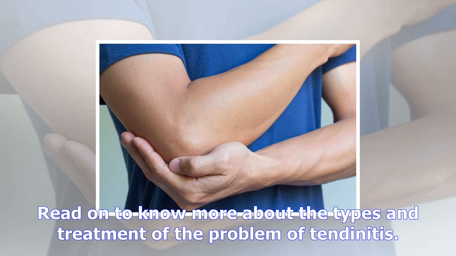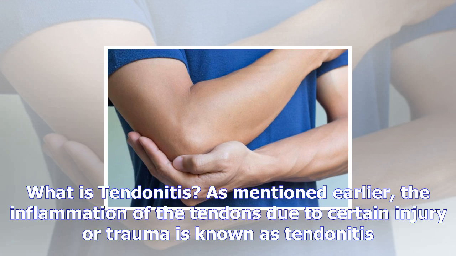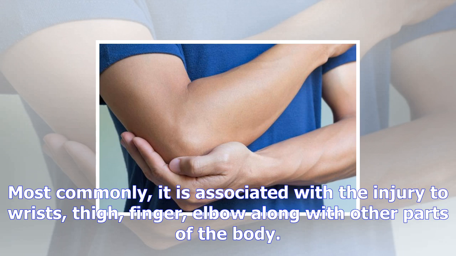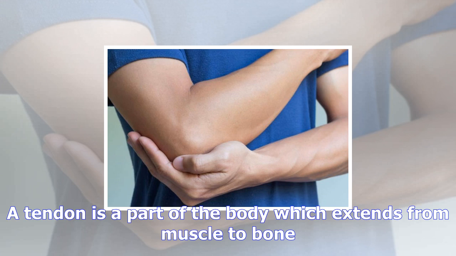What is tendinitis? As mentioned earlier, the inflammation of the tendons due to certain injury or trauma is known as tendinitis. Most commonly, it is associated with the injury to wrists, thigh, finger, elbow along with other parts of the body. A tendon is a part of the body which extends from muscle to bone. This tissue is flexible and can bear the tension.